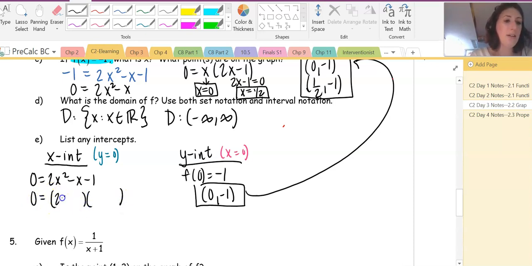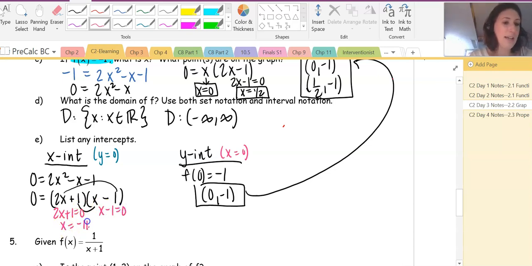Okay, 2x times x is 2x squared. 1 times 1 is 1, and I need a positive and a negative here. So I think it should be this. Let's see here. Negative 2x plus 1x is negative 1x. Yeah, so there you go. And then we're going to do zero product property.